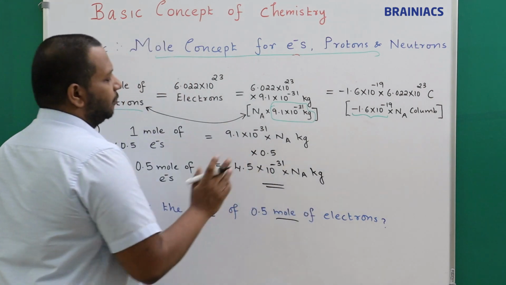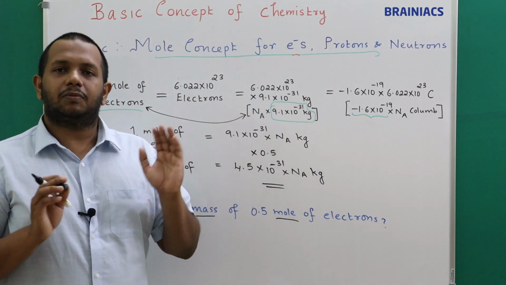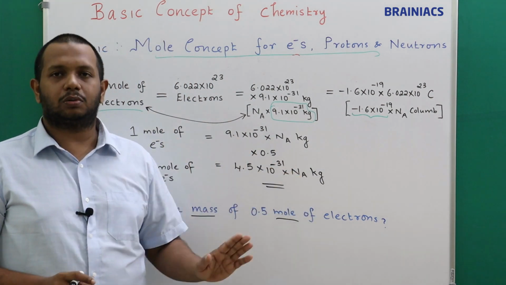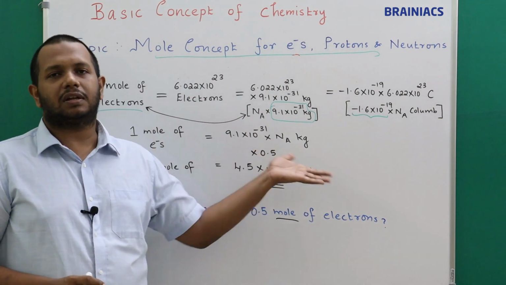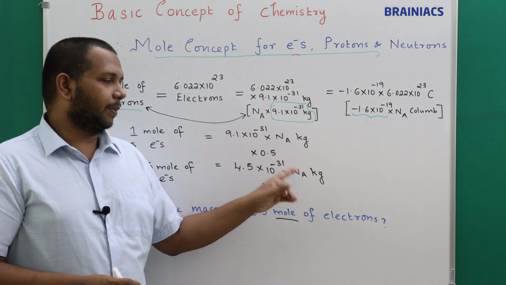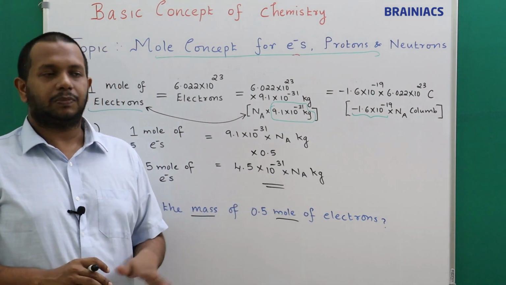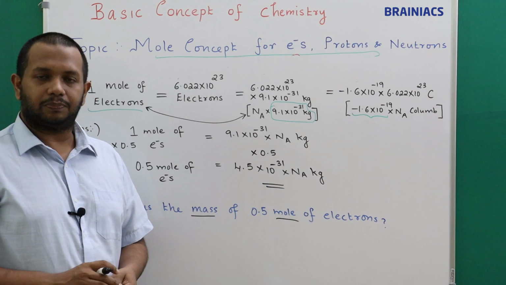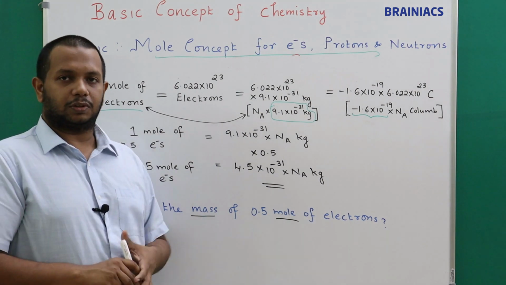Okay, for simplicity I am writing like this, but for the exam you should substitute 6.022 into 10 power 23 and get the final answer. But always see in the options whether it is represented in this way or the other way. Okay, so I hope the concept is clear for you. Okay, so we will do the next question.